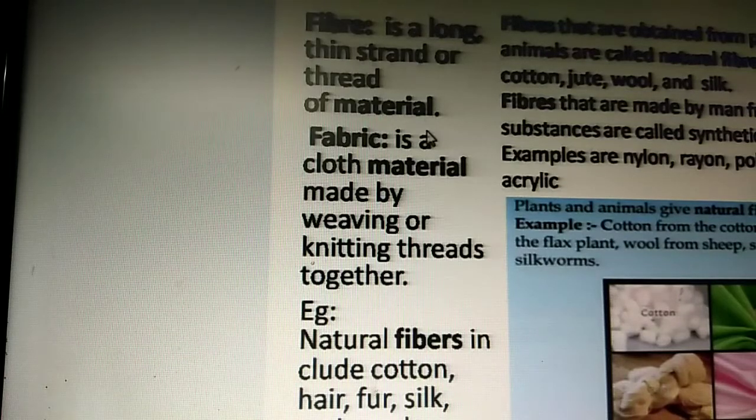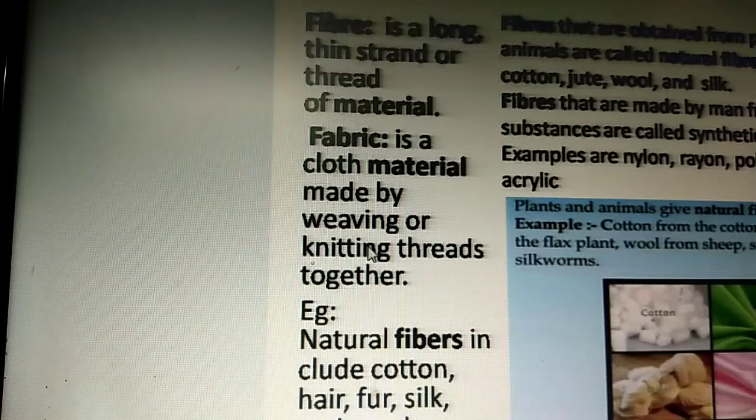Now, fabric meaning is cloth. It's a material made by either weaving or knitting. Usually weaving for the fabric, and knitting usually for woolen clothes like sweaters, caps, socks. This is the knitting process. Fabric material will be made by two methods, that is weaving and knitting.